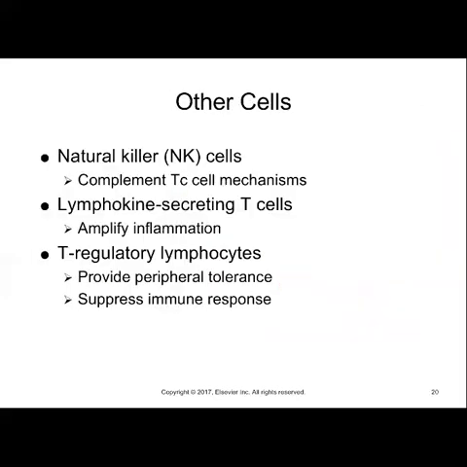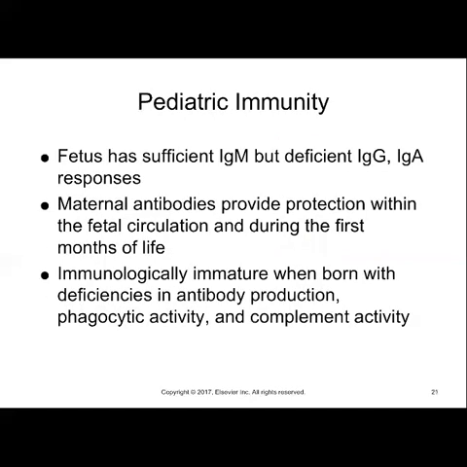And then some other cells that are involved with the adaptive immune system: NK cells, at least, have a role. A lot of them are actually also part of the innate system, but they complement the cytotoxic T cell mechanisms. There are also lymphokine secreting T cells that amplify inflammation, and T regulatory lymphocytes, or Tregs, which provide peripheral tolerance and suppress the immune response.